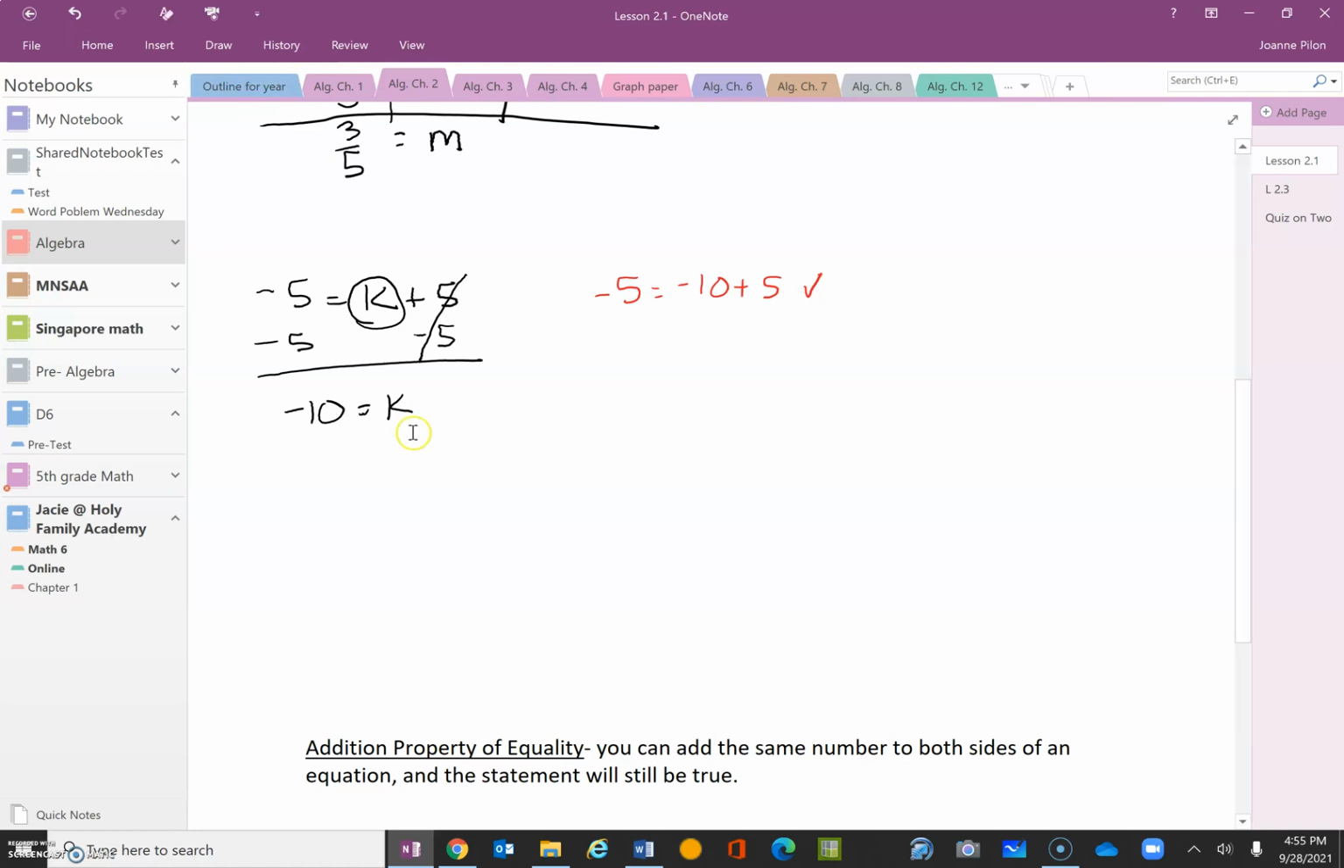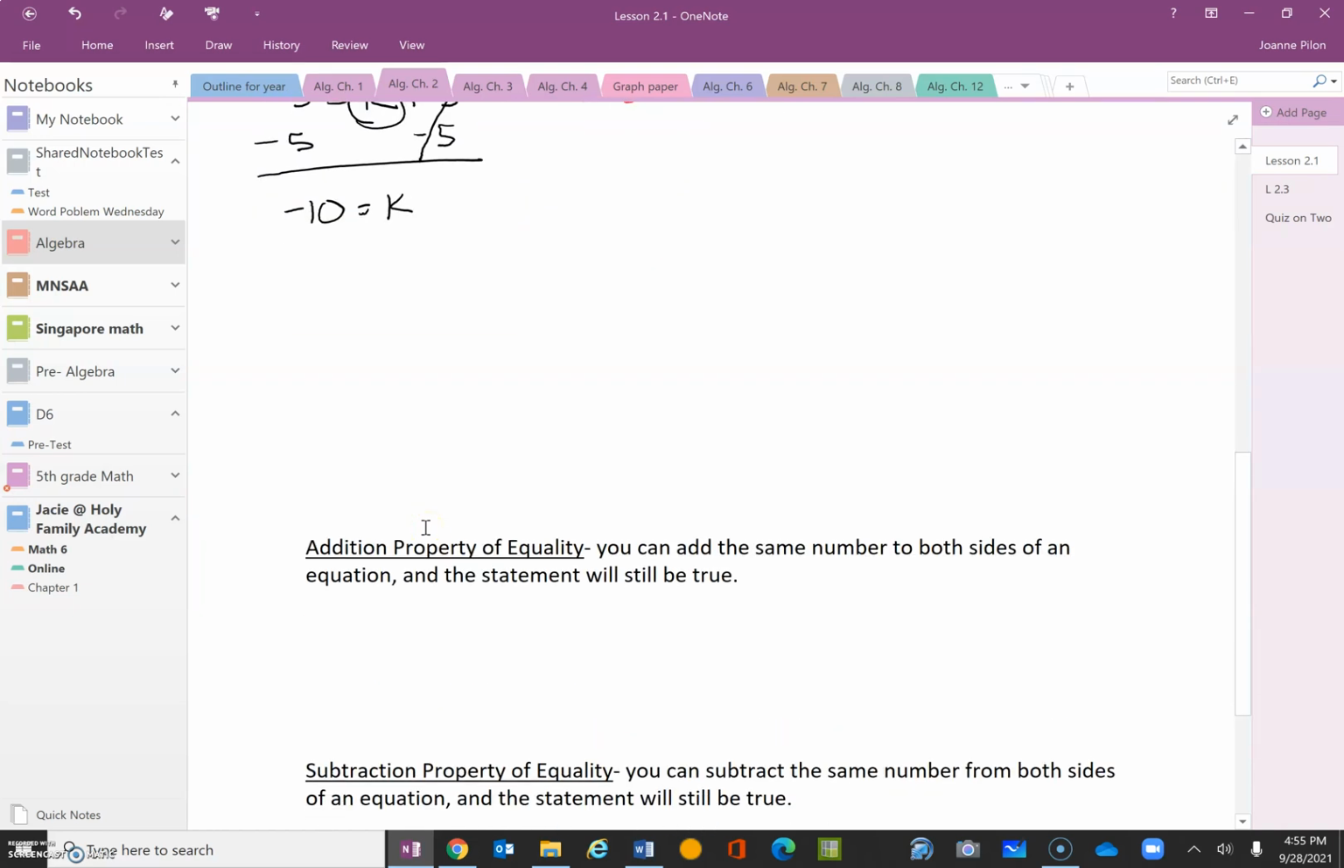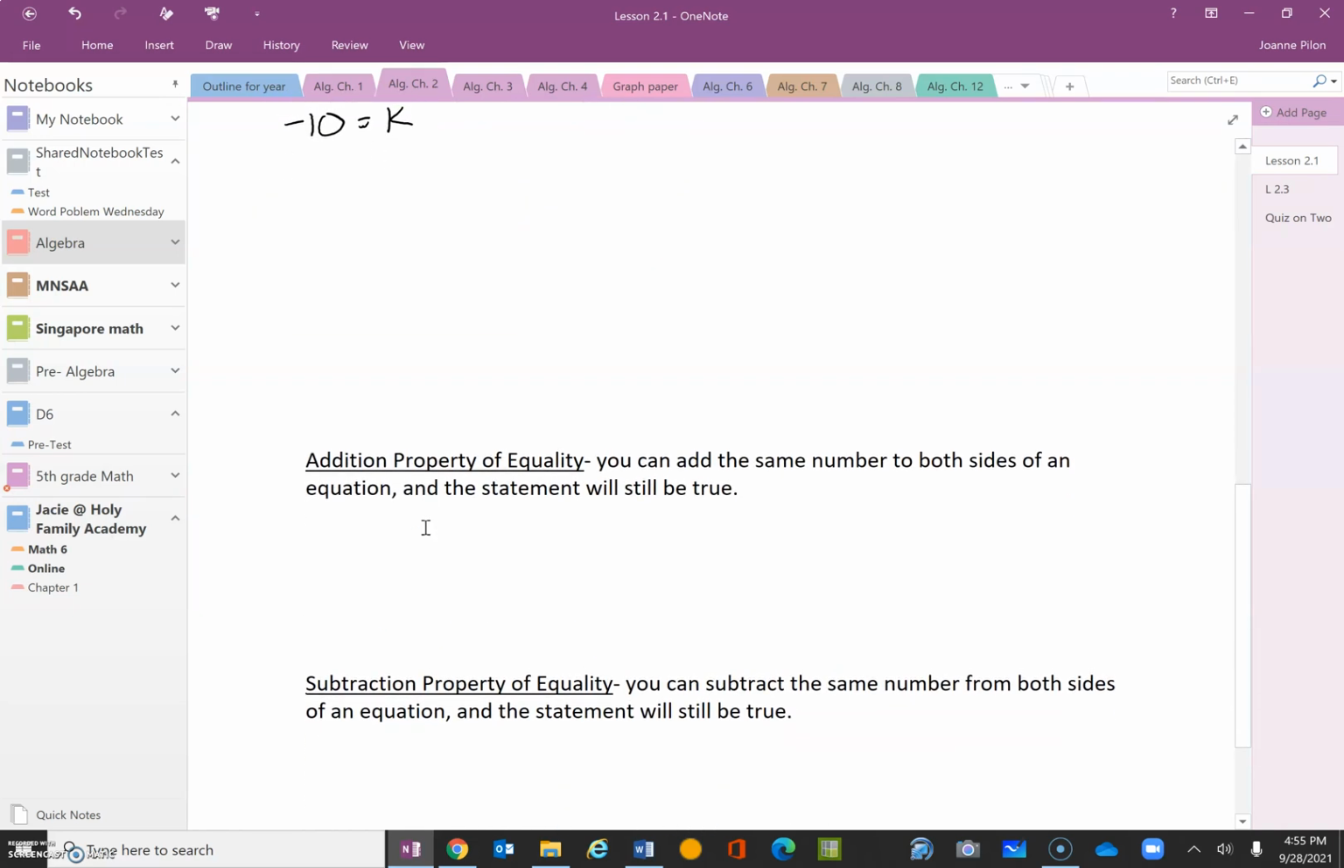I'm going to talk to you about the addition property of equality. And what that says is you can add the same number to both sides of an equation and the statement will still be true. I can show that to you in terms of numbers, and I can show that to you in terms of algebra. So again, I could say that 3 equals 3. Well, that numbers-wise makes a lot more sense. I could say 3 plus 2 equals 3 plus 2, right? I've added to both sides of an equation, and that statement is true.